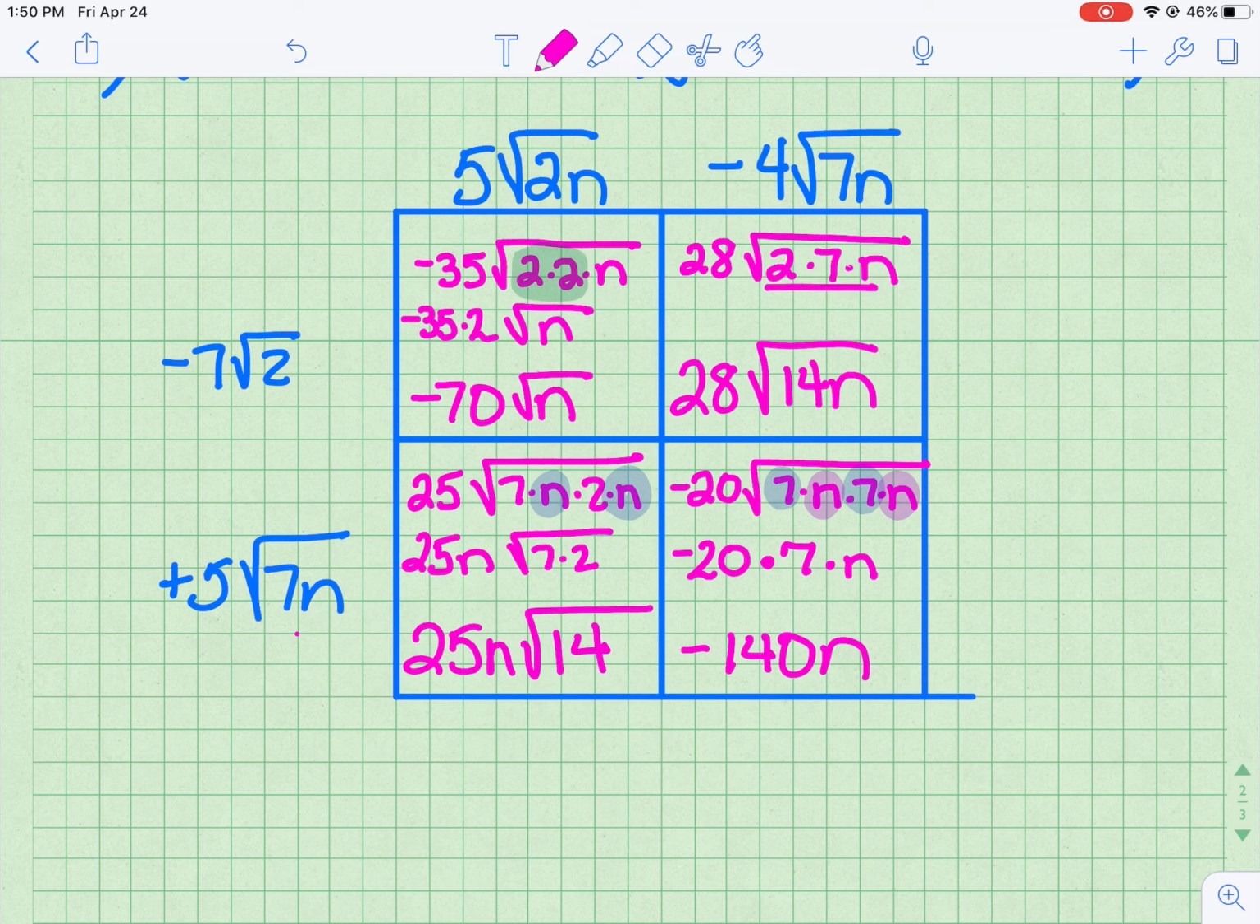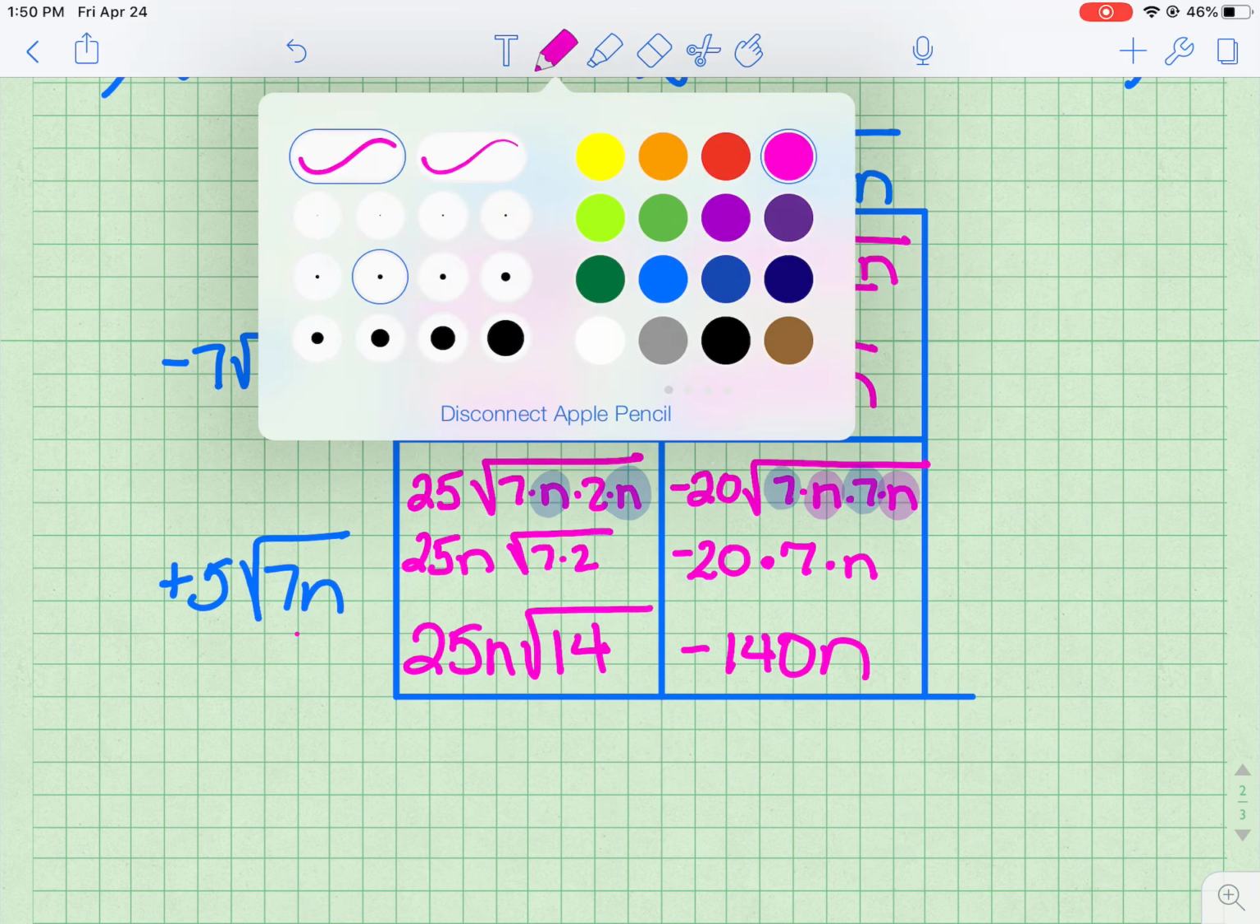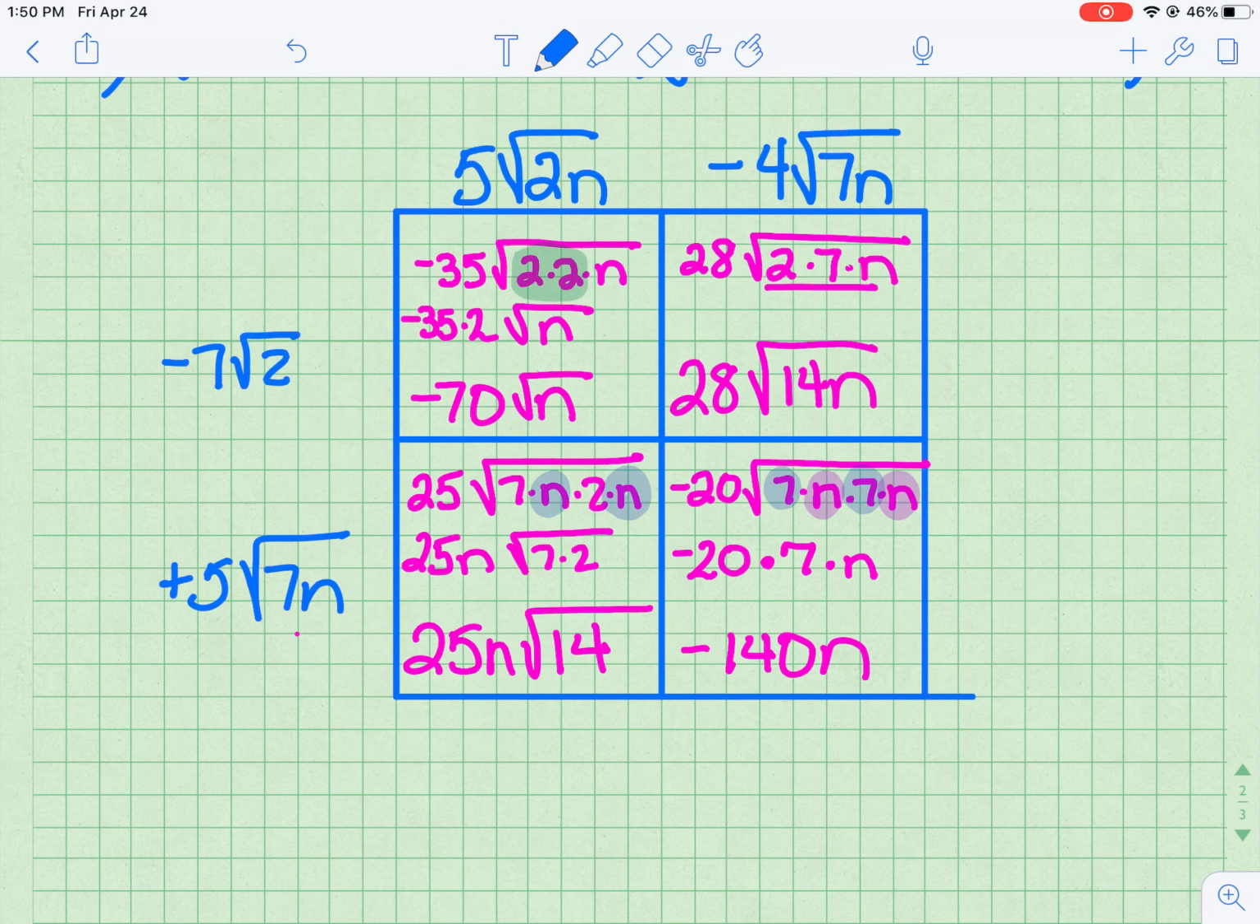Now, I'm a little confused by all the numbers, so I'm going to go through and put a circle around what I'm actually trying to look at here. So I'm looking at this number. Is there any square roots of n that can go with that?